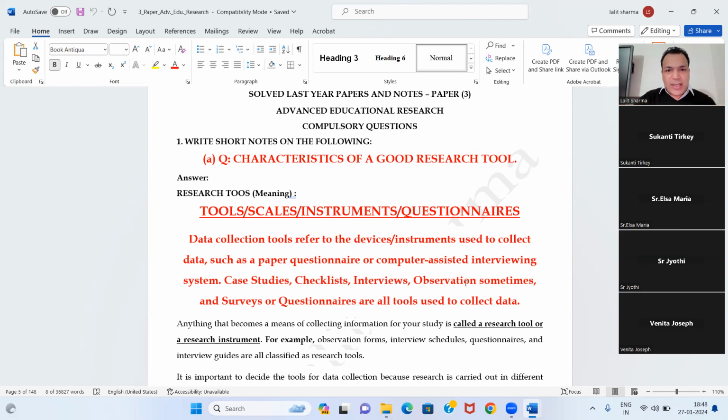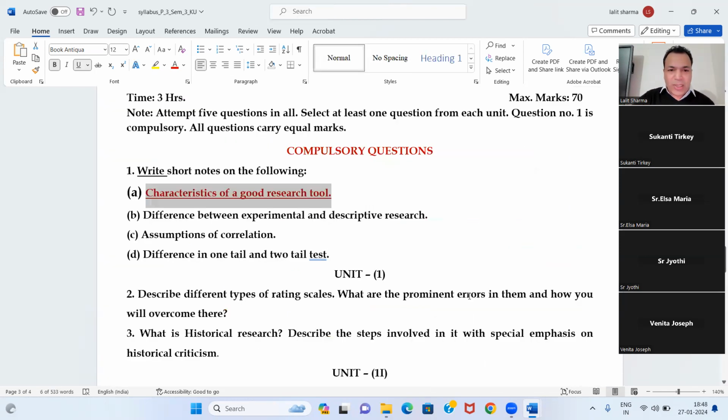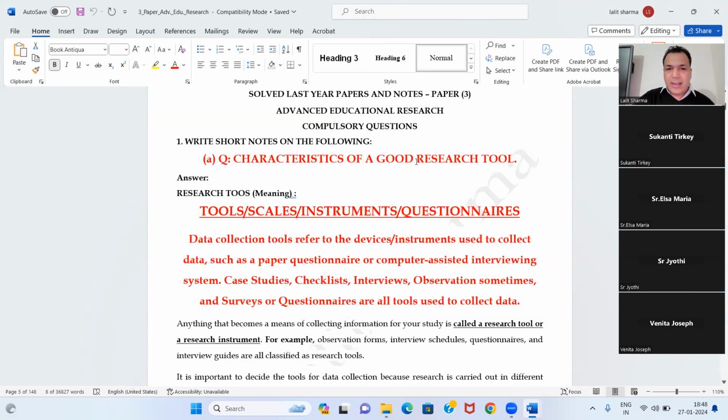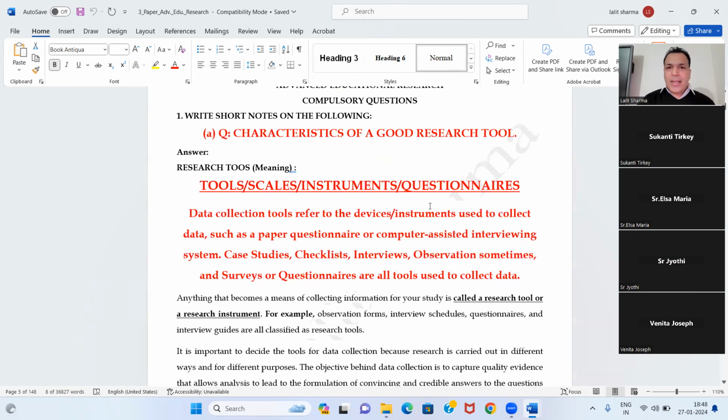And now the question is characteristics of a good research tool. So I will discuss in brief, so that the concept is clear. The rest of the part you have to learn because you have to appear for the exam. But I am sure that making every topic and every question clear, discussing it and giving notes is my job; now learning it and getting good marks is your job. Now, what are the characteristics of a good research tool?